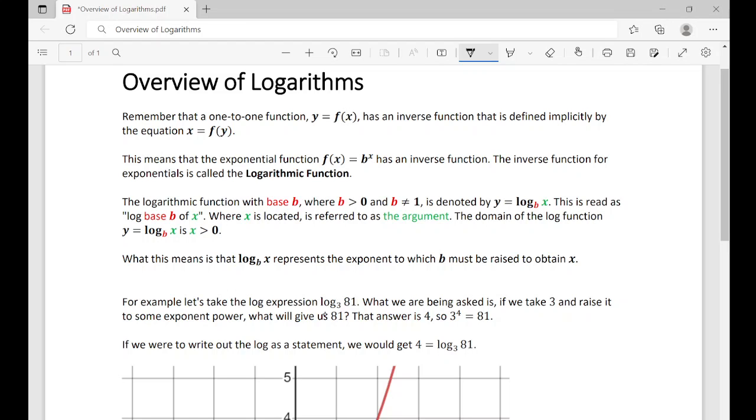We're going to take the log expression log base 3 of 81. What we're being asked is, if we take 3, our base, and we raise it to some exponent power that we do not know, what will give us 81? And in this case, the answer is 4. So 3 to the 4th equals 81. So if you were to write out this statement as a logarithm, you would actually get 4 equals log base 3 of 81. So it's a little bit weird. It takes some time to get used to it.